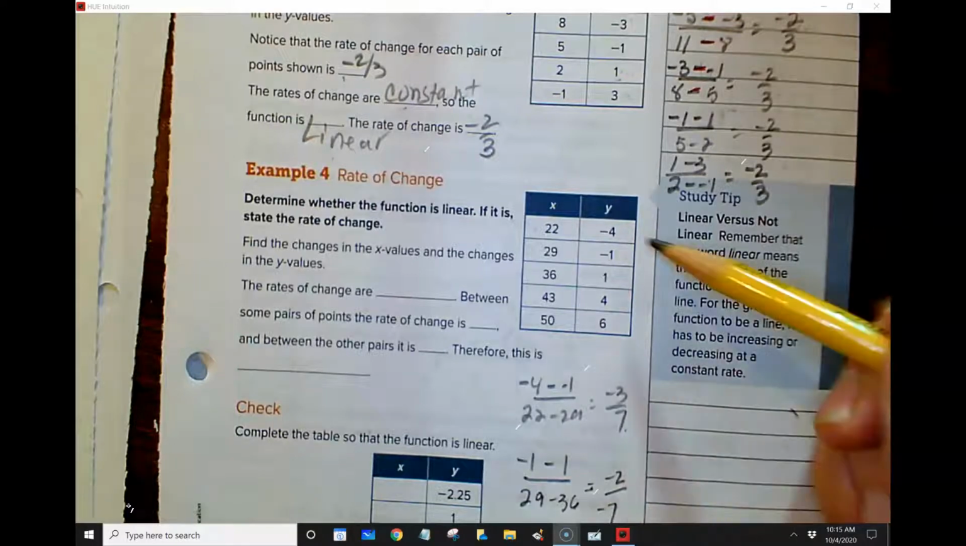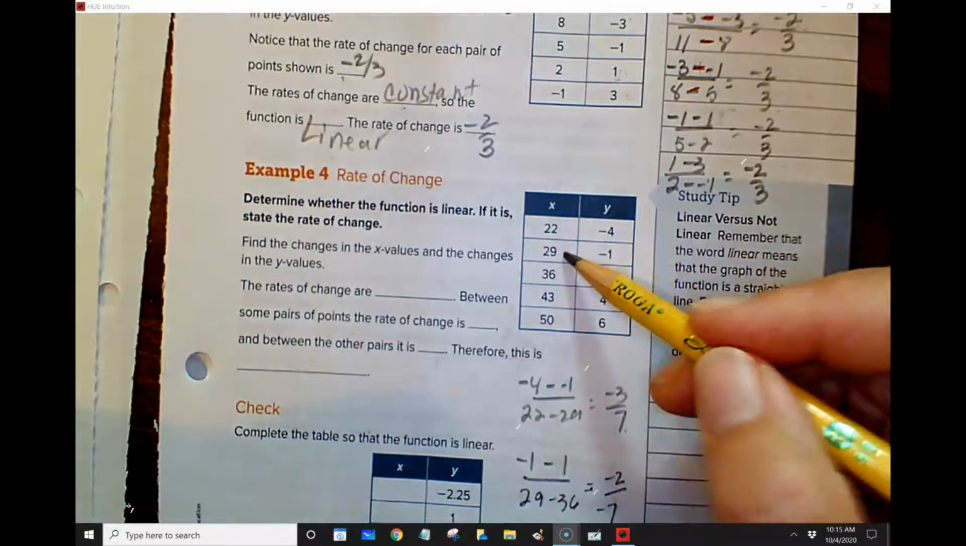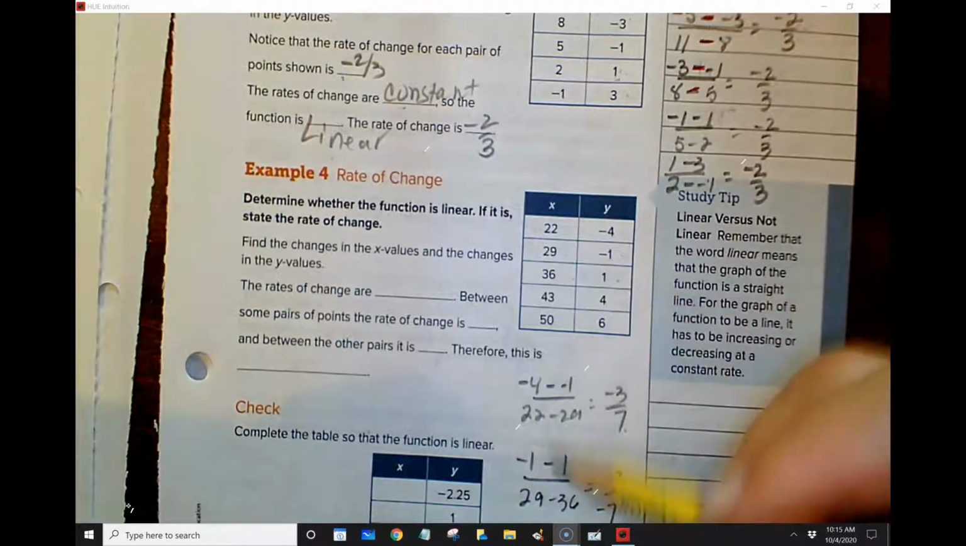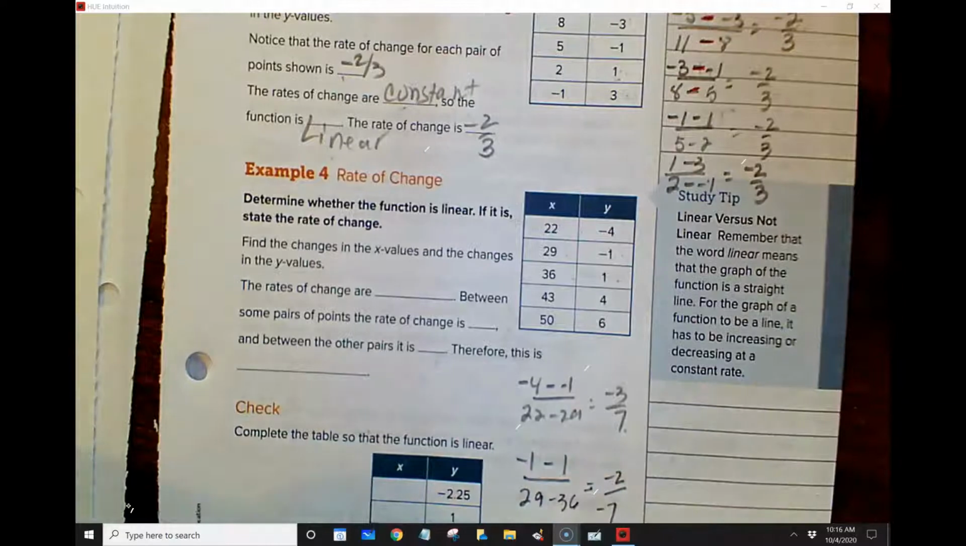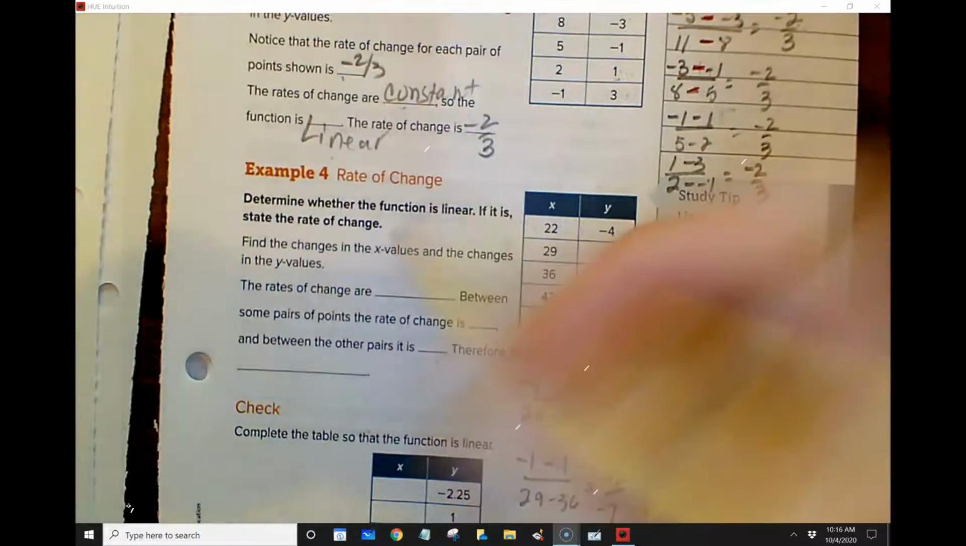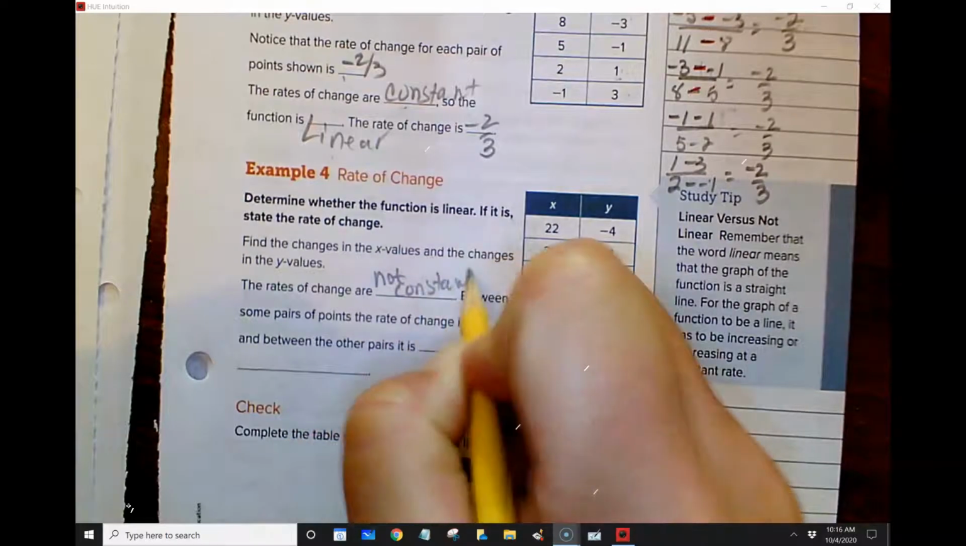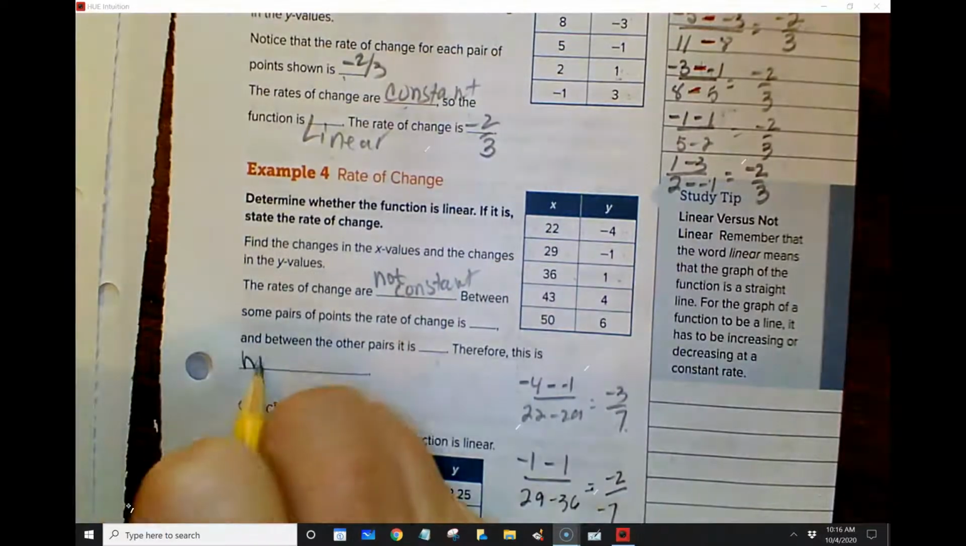Then I went to the next ordered pairs, negative 1 and 29 and positive 1 and 36. Put that into the difference and find the rate of change. And that's negative 2/7. That's not the same. So because that's not constant, it's not the same. It's not constant. Therefore, it's not a linear function, okay? It's not a linear function.